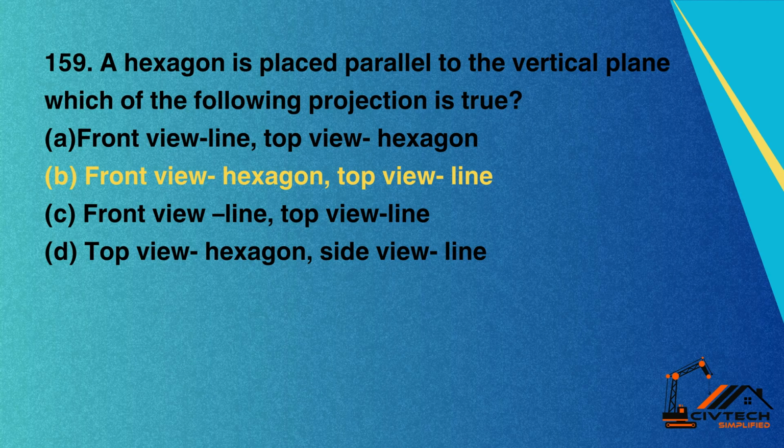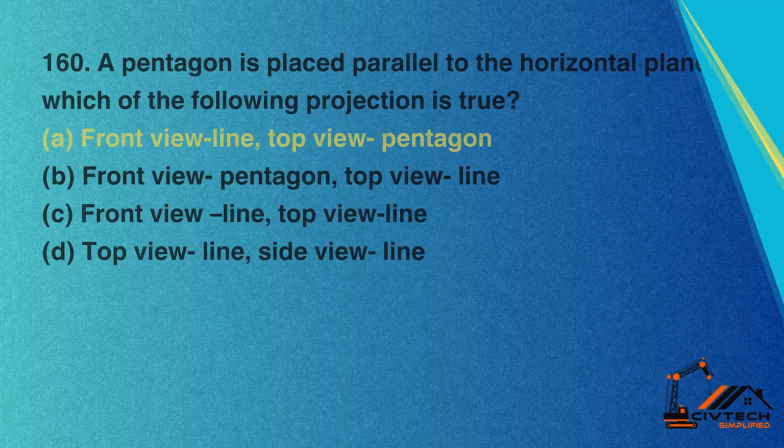159. A hexagon is placed parallel to the vertical plane. Which of the following projections is true? A. Front view line, top view hexagon. B. Front view hexagon, top view line. C. Front view line, top view line. D. Top view hexagon, side view line. Correct option, B. Front view hexagon, top view line.